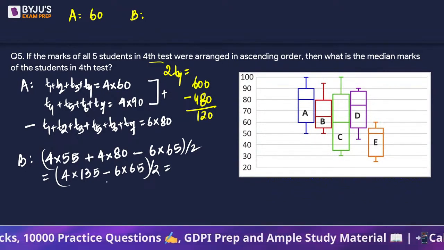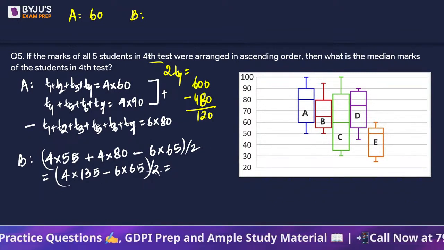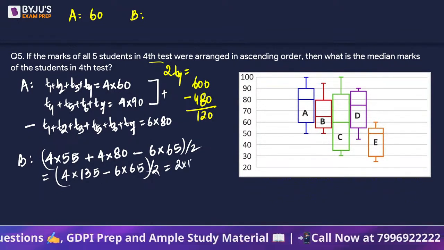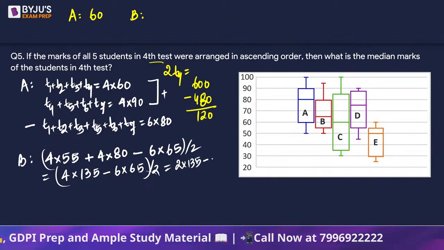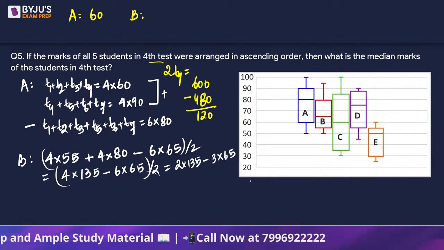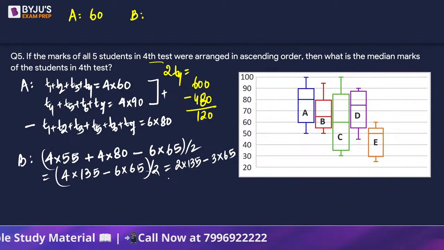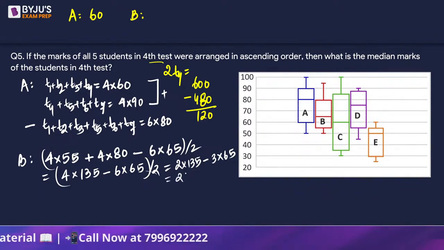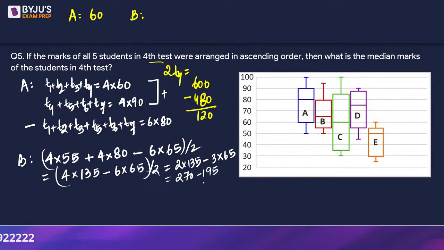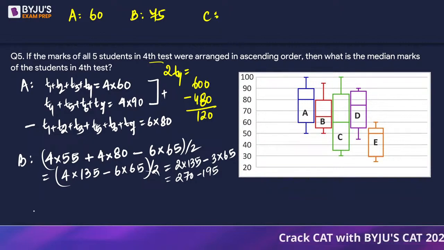So 2 cancels out. So we will have 2 into 135 minus 3 into 65, right? So this is 270 minus 195, which will give us 70 plus 5, 75. So B का 75 आया. If you use the same logic for C now, थोड़ा और जल्दी कर देते हैं इसको.